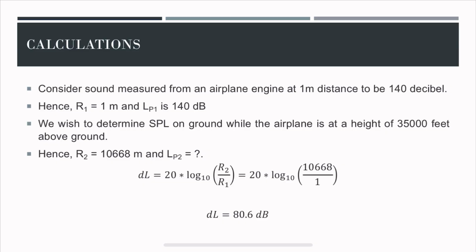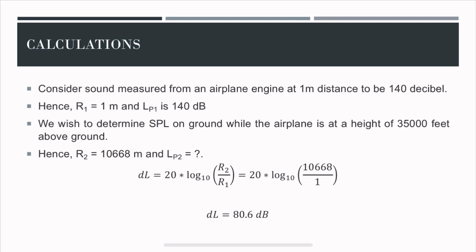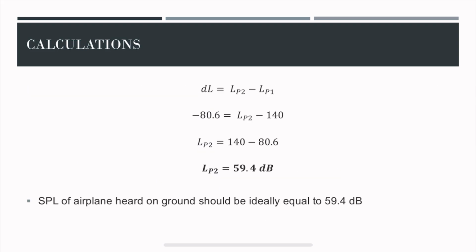So we plug the known values into this equation and we get DL to be 80.6. Now DL is LP2 minus LP1. So LP1 is already known, LP2 is what we need to determine. Now DL is going to be negative 80.6. It's because LP2 is for sure going to be lesser than LP1 due to the inverse distance law. So if you subtract more from less, the answer is going to be negative.